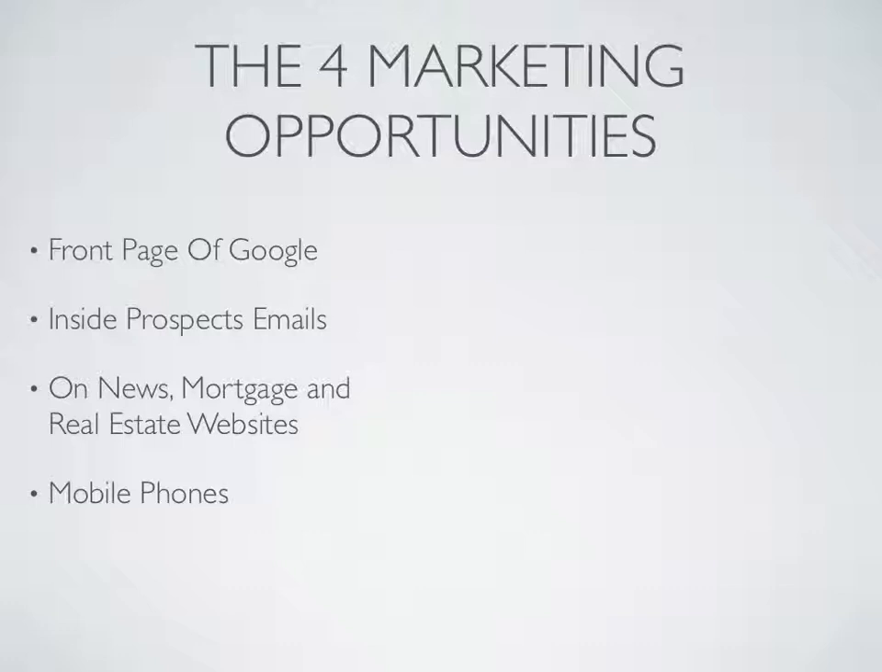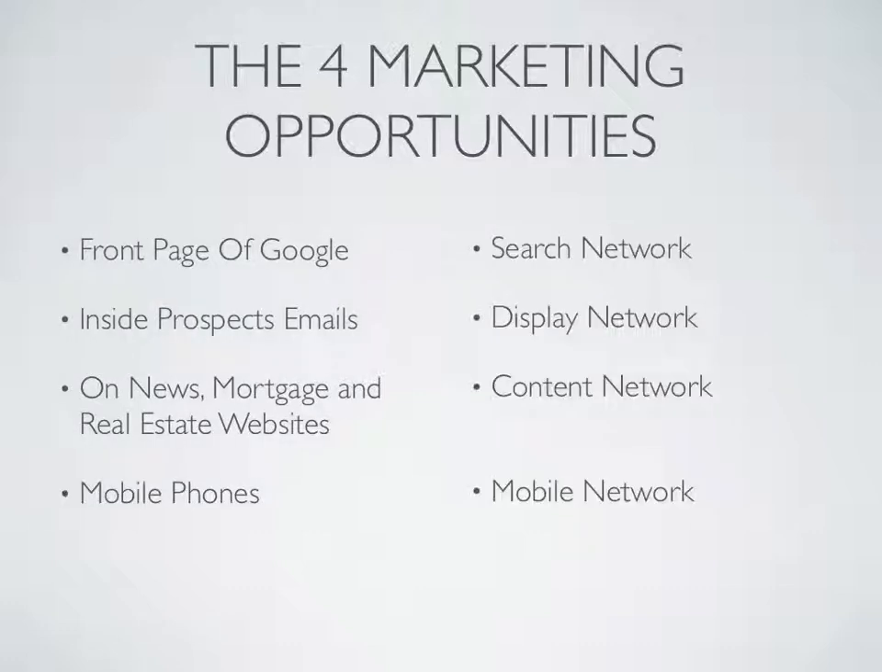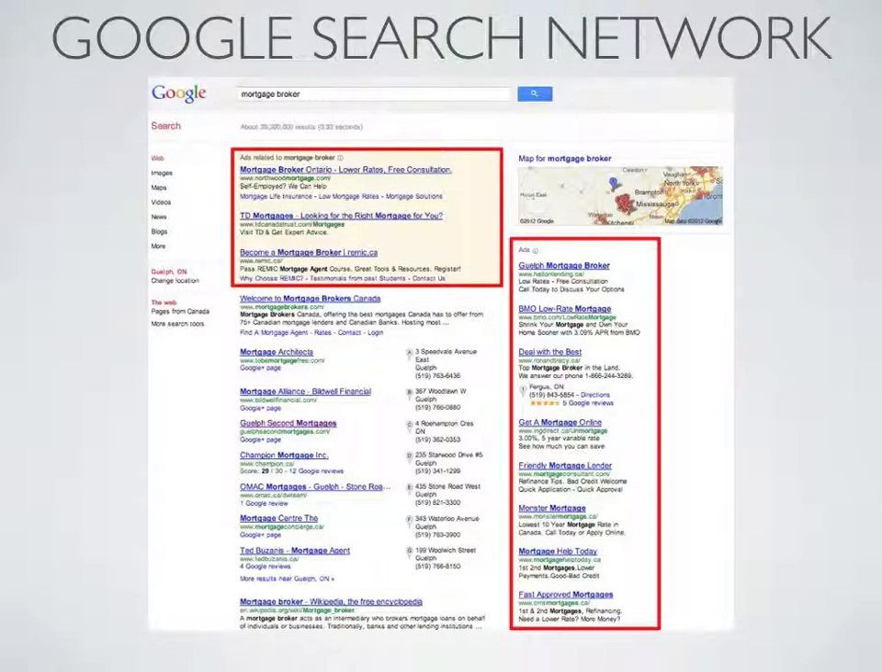Now, within the Google network, there's 4 different tools that you need in order to tap into these 4 new opportunities. To get on the front page of Google, you've got to be advertising on the search network. To advertise inside prospects' emails, you've got to be advertising on the display network. News, mortgage, and real estate websites are on the content network, and mobile phones are on the mobile network. Now, let me take you through and show you exactly how this works.